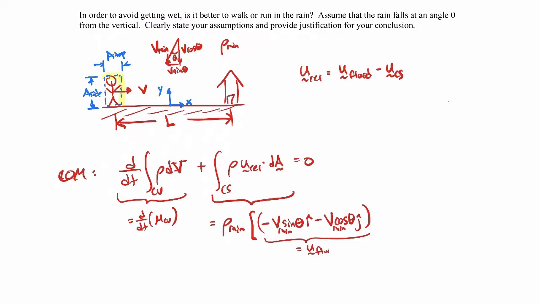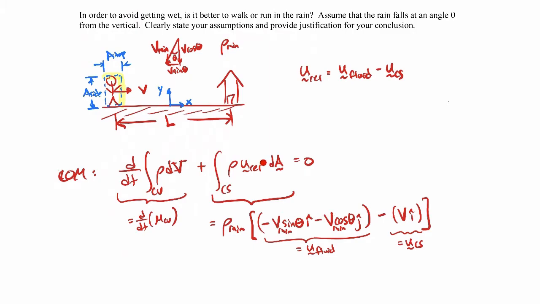Now I have to subtract out the velocity of my control surface. Well, the control surface is just moving horizontally at a speed v in the positive x direction. So that'll just be v i hat. Right? v i hat, because this control volume and the control surface are moving in the positive x direction at a speed v. So that's what that term is. And so this is all my relative velocity term.